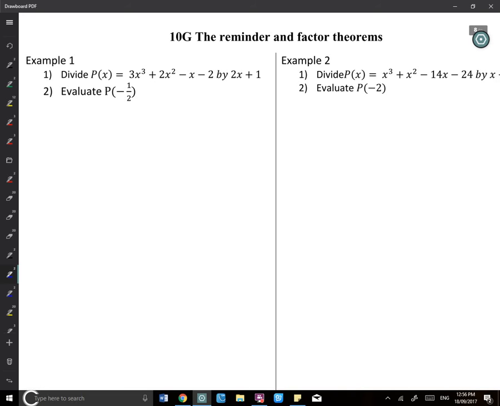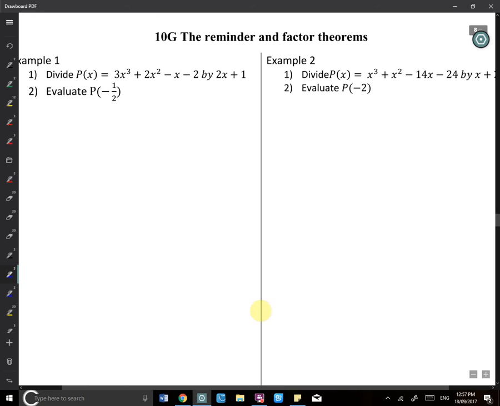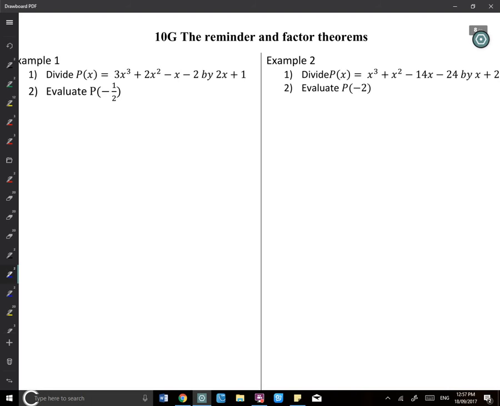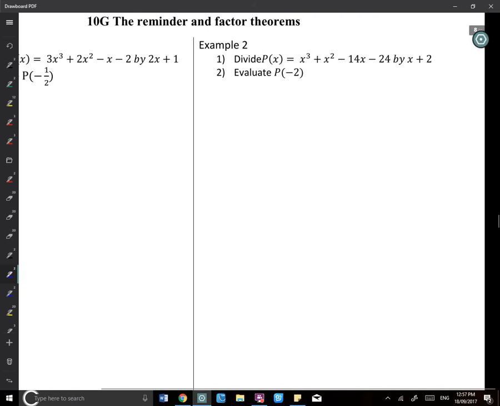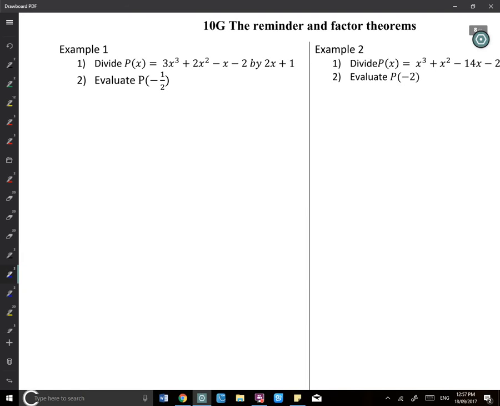So what is the remainder theorem? Divide p(x) by this, and then I want to evaluate p(-1/2) as well. Let's do this quickly. I'll try the left hand side by long division and the right hand side by the table method.